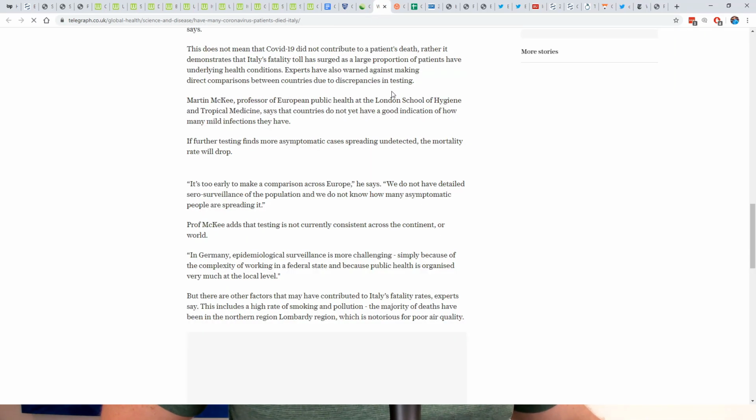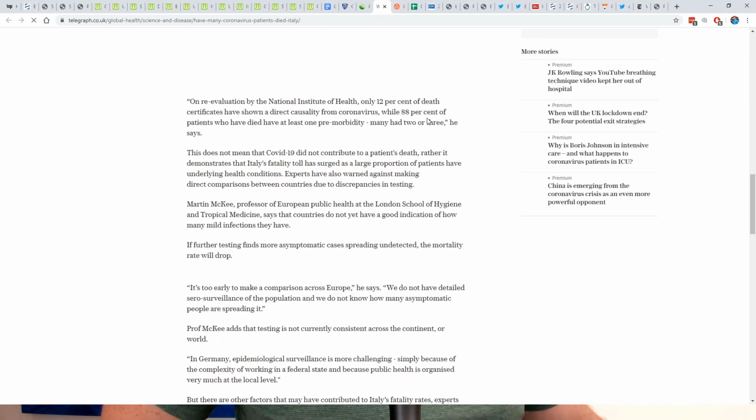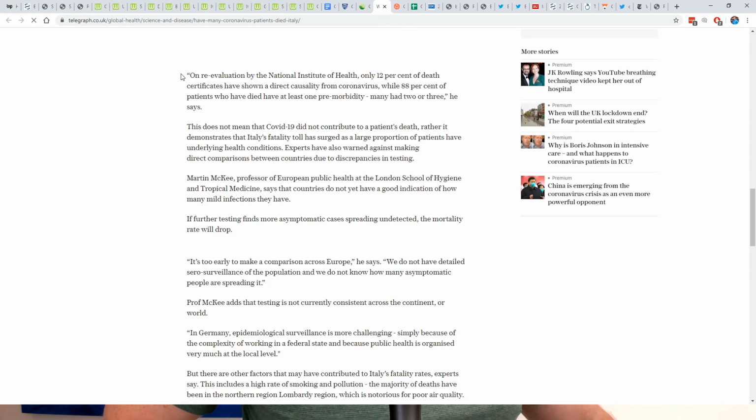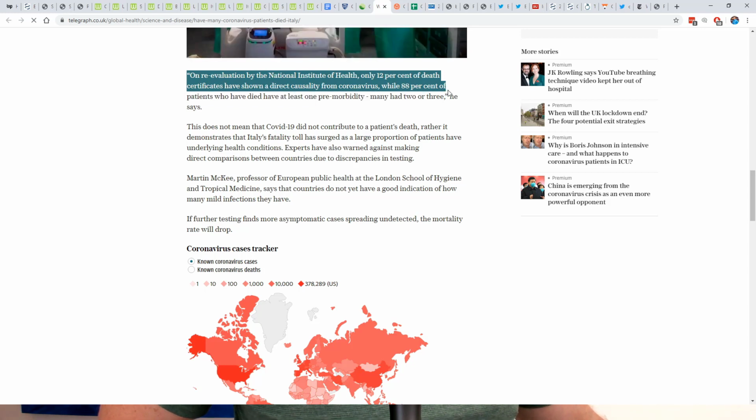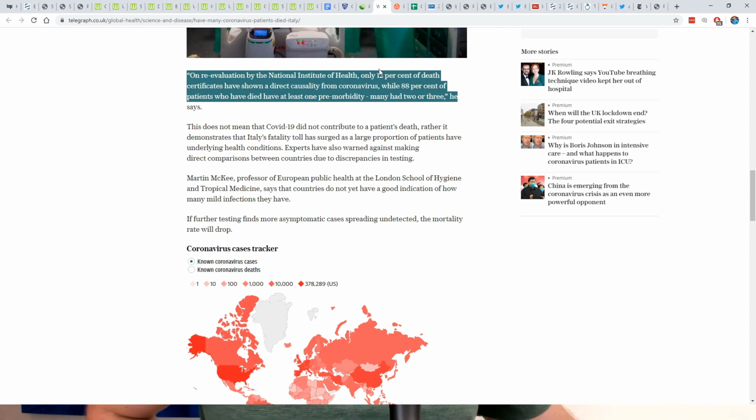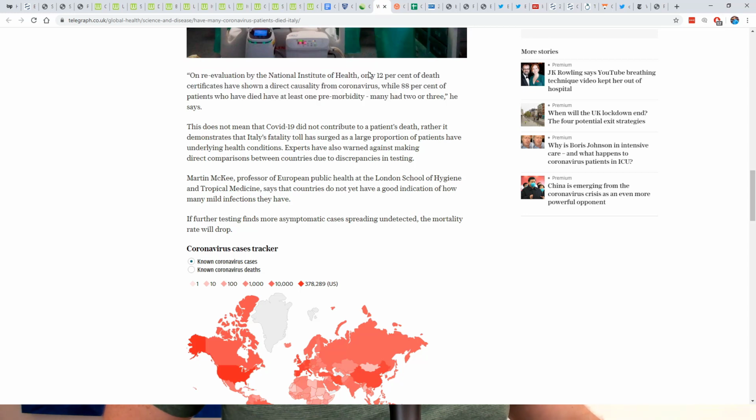Okay. This is the Italy one right here. This is important. So when you look at this data, they find that on reevaluation by the National Health Institute, only 12% of death certificates show a direct causality from coronavirus, while 80% of the other patients had one, two, or three comorbidities. That's another disease. They had diabetes, they had heart disease, they had cancer, and then they got this, and this was the straw that did them in. But only 12% show a direct causality.